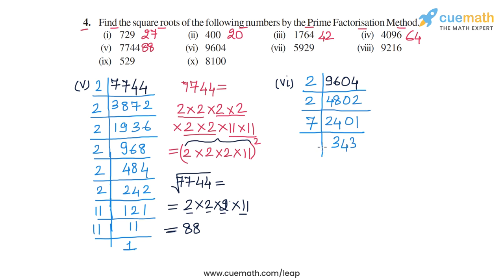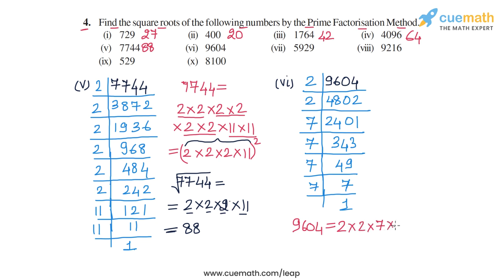343. This is what you will get if you divide this number by 7, and you divide by 7 again, and this will give you 49, and this is still divisible by 7, so we get 7 now, and finally one more 7 we take out and we are left with 1. So this completes the prime factorization process. So 9604 can be prime factorized as 2 into 2 into 7 into 7 into 7 into 7.